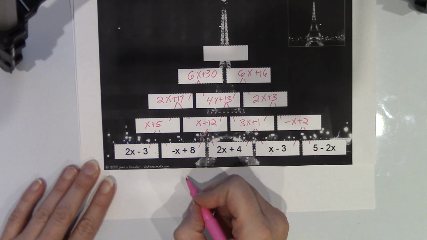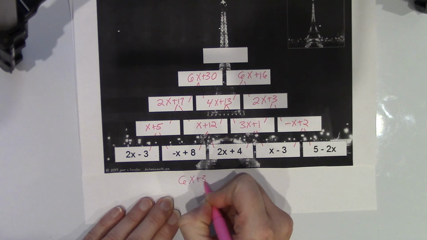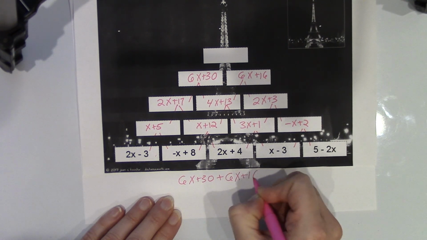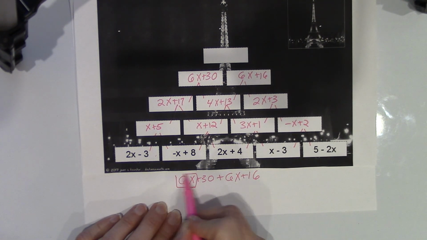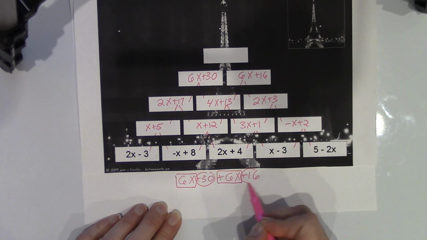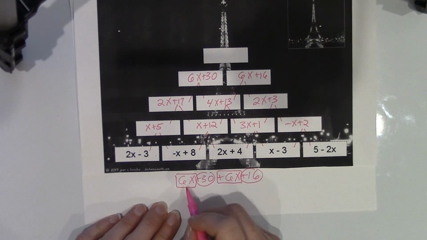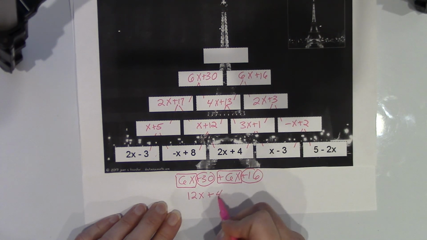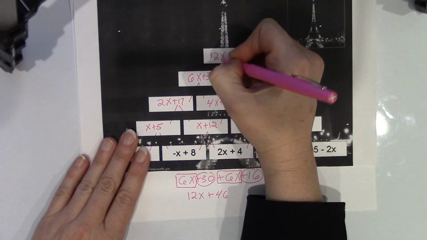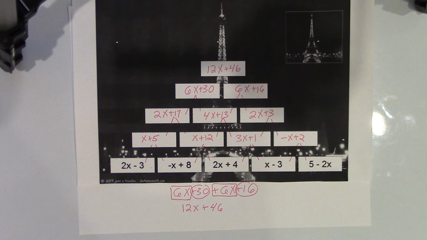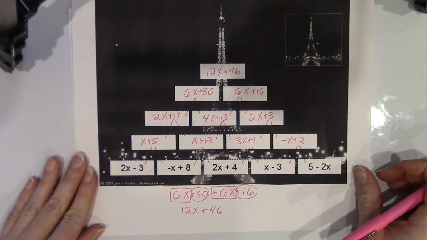Alright, so now my last problem is 6x plus 30. I'm going to combine that with 6x plus 16. Okay, this is pretty easy. To spot my like terms, I have two 6x's, and I have a 30 and a 16. Everything's positive, so 6x plus 6x is 12x, and 30 plus 16 is 46. I put that right there. There we go, I've built my tower. Not too hard. So you guys are going to do this on the next two slides, just to review combining like terms.